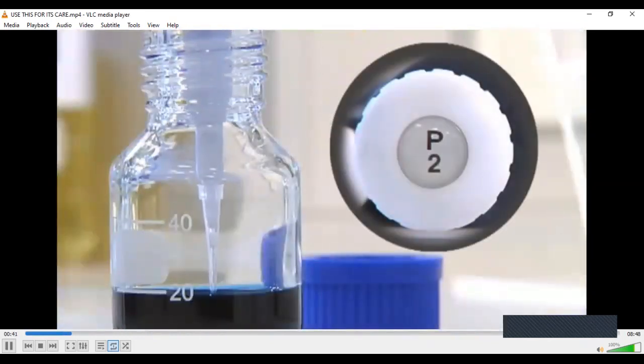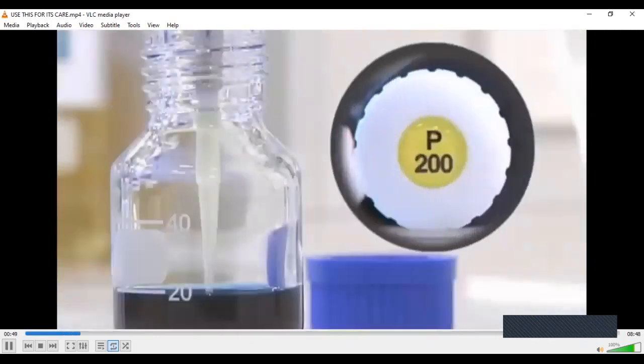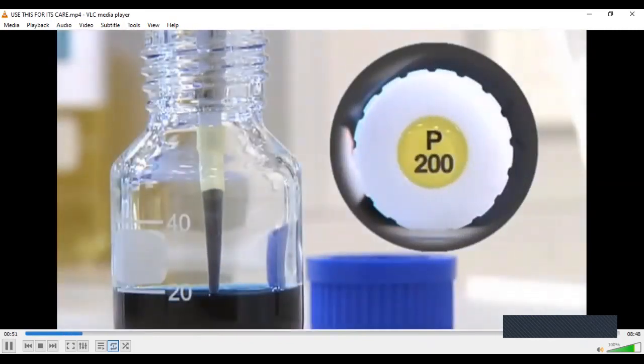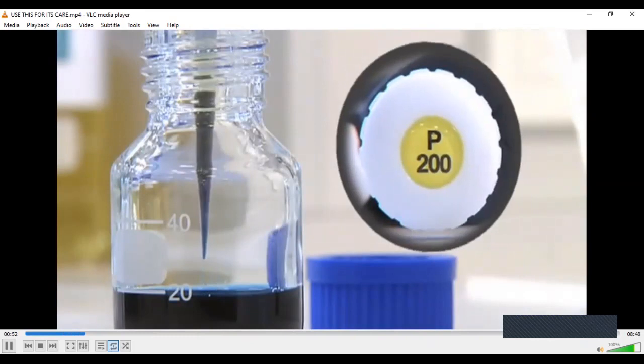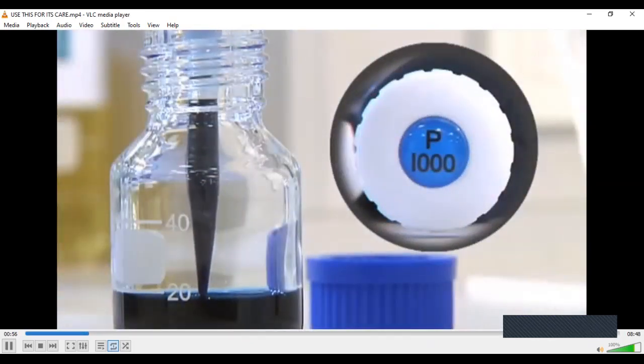A P2 pipettes between 0.2 and 2 microlitres. A P20 pipettes between 2 and 20 microlitres. A P200 pipettes between 20 and 200 microlitres. And a P1000 pipettes between 100 and 1000 microlitres.